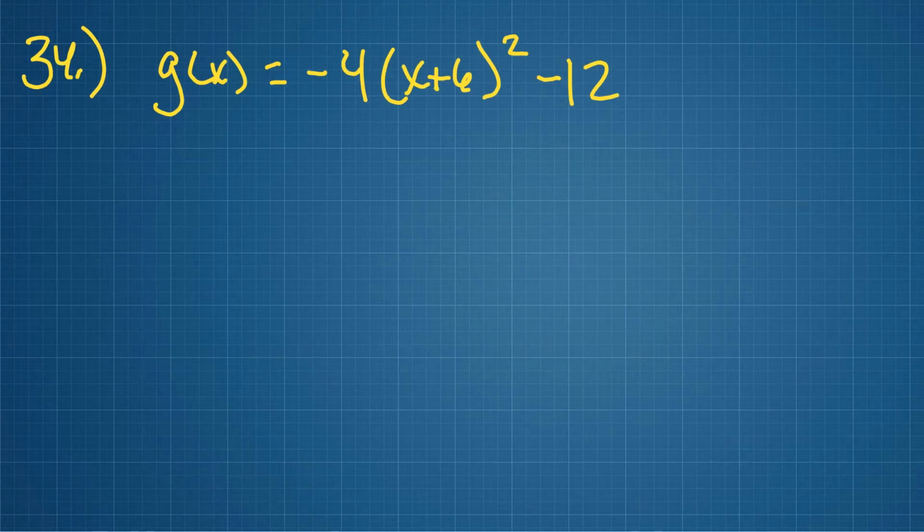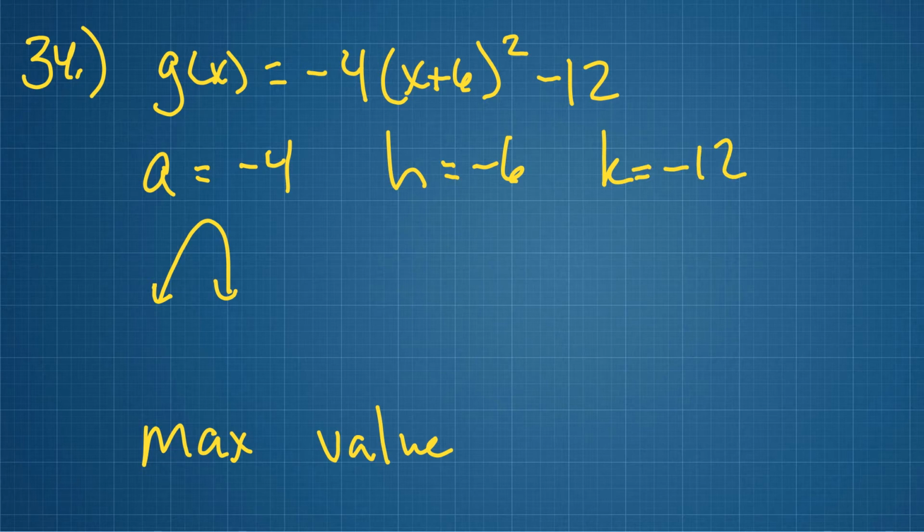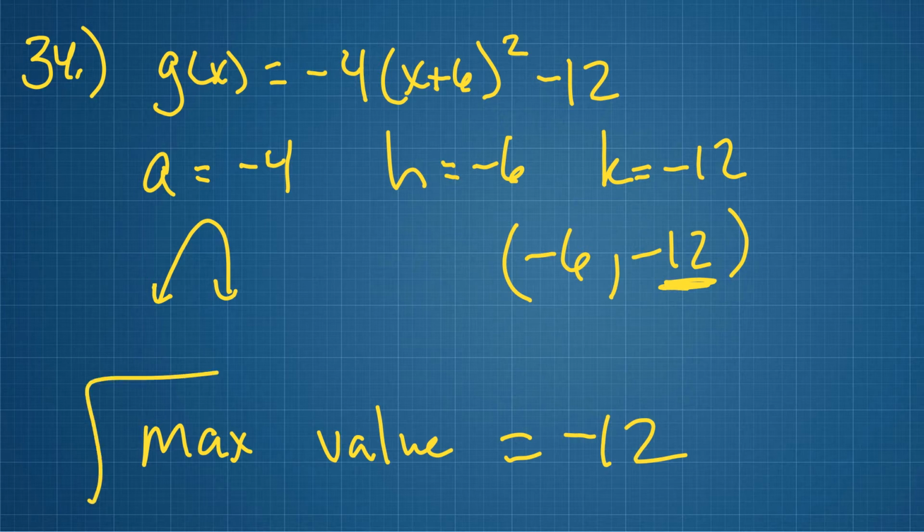Alright, so first thing I'm going to do is I'm going to find a, which is negative 4. Remember, that tells me that I have a frowny face, which tells me I'm going to have a max value at the end. H is negative 6. K is negative 12. And because it's in vertex form, I already know the vertex, negative 6, negative 12. And I know the max value is going to be this y. So my max value is just equal to negative 12. That's how easy it is in vertex form.